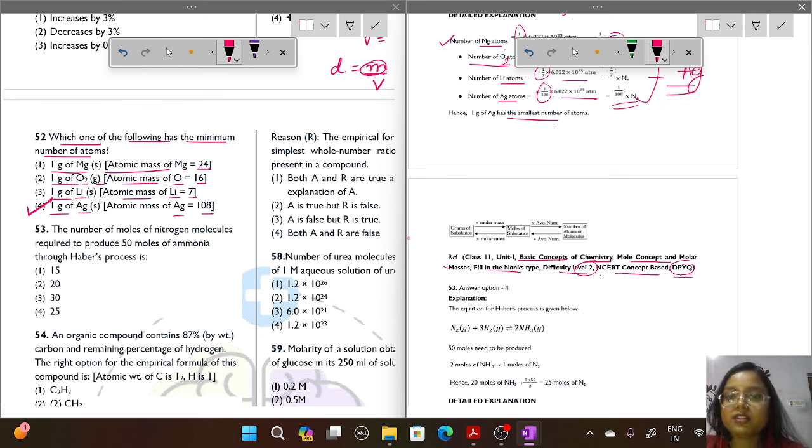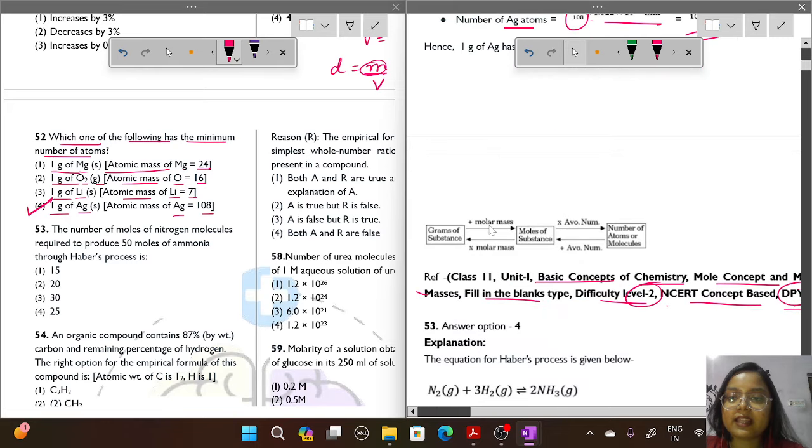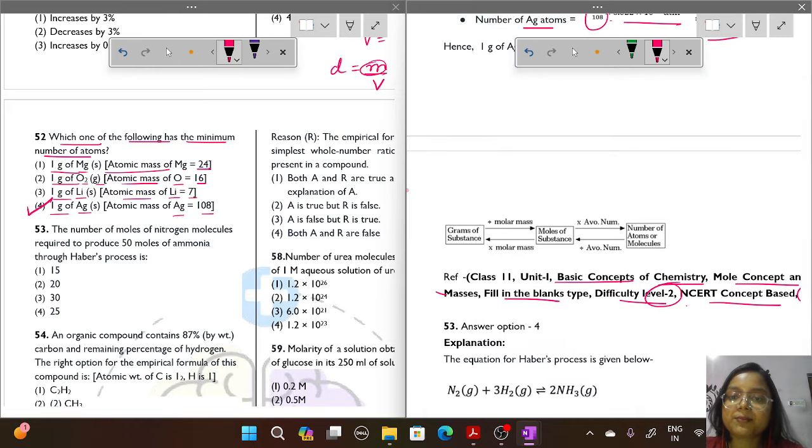Now we can also refer to this diagram. Okay, this diagram, grams of substance. It is very easy. You can follow this for a number of questions. Grams of substance, if we divide it by molar mass, we will get the moles of the substance, and if we multiply it by Avogadro number, we will get the number of atoms or molecules. Similarly, if we divide the number of atoms or molecules by Avogadro number, we will get the moles of substance, and if we multiply it by molar mass, we will get the grams of substance.